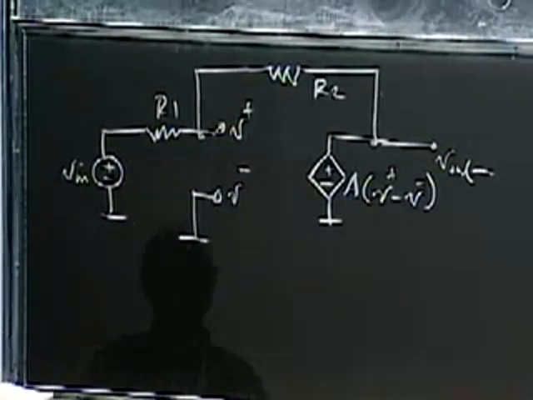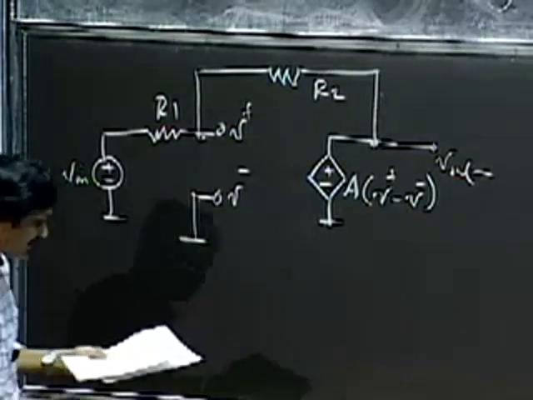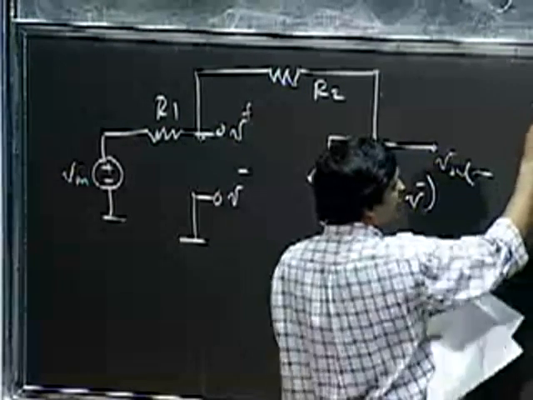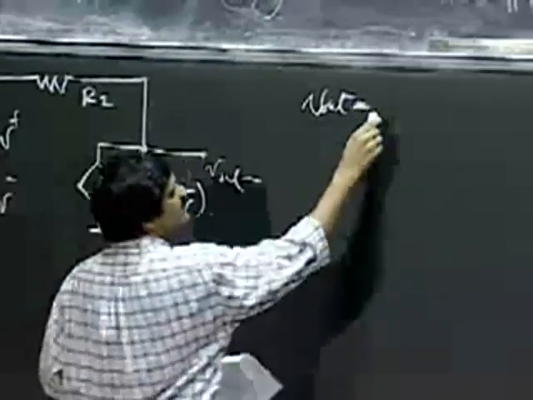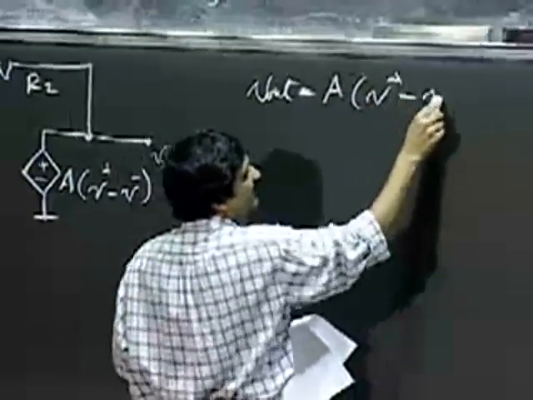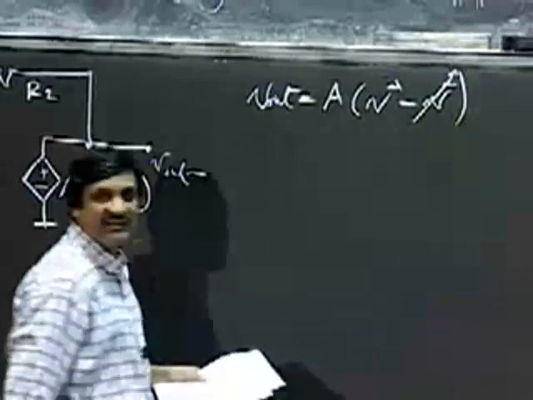Okay, so this is the equivalent circuit, and I can apply the same good old techniques I've learned about all through this course to this circuit and see what V out looks like. So very simply, V out is this expression here: A times V plus minus V minus, and because of my ground connection, V minus is 0.